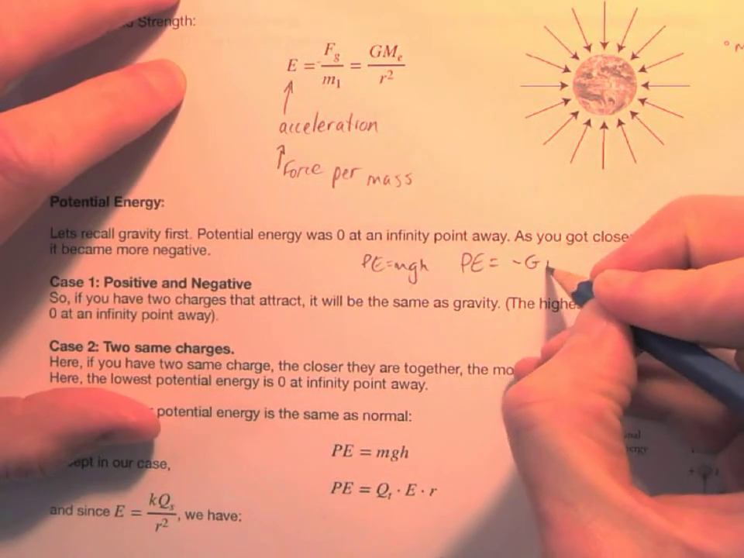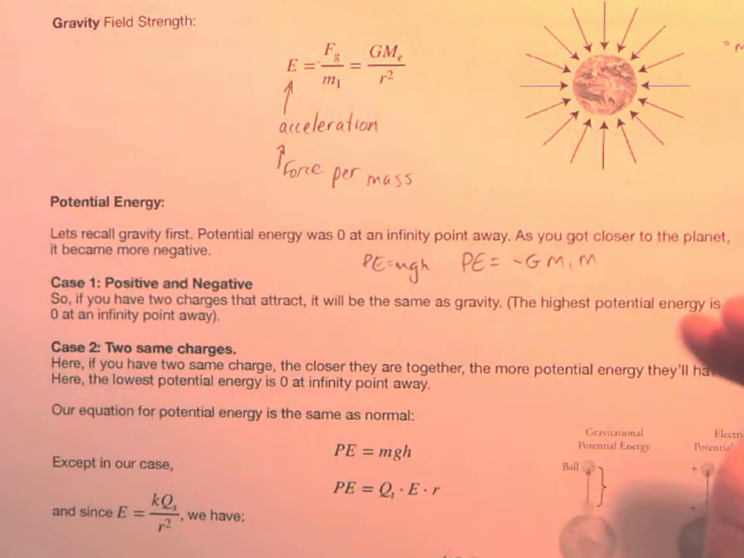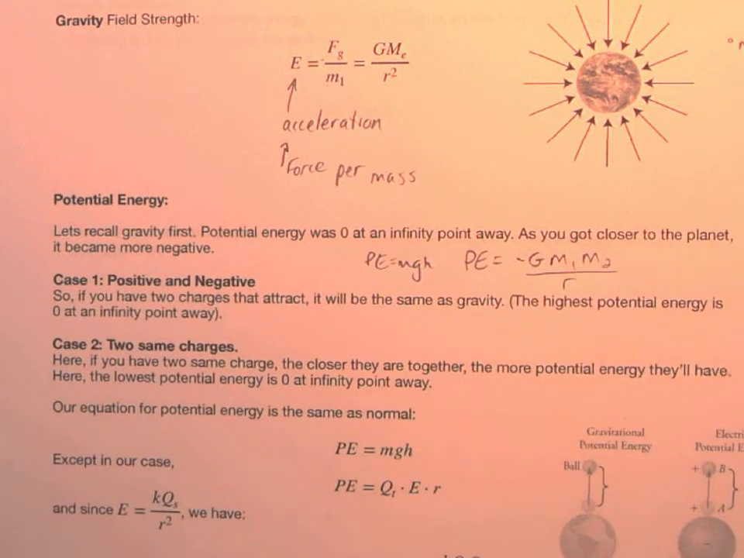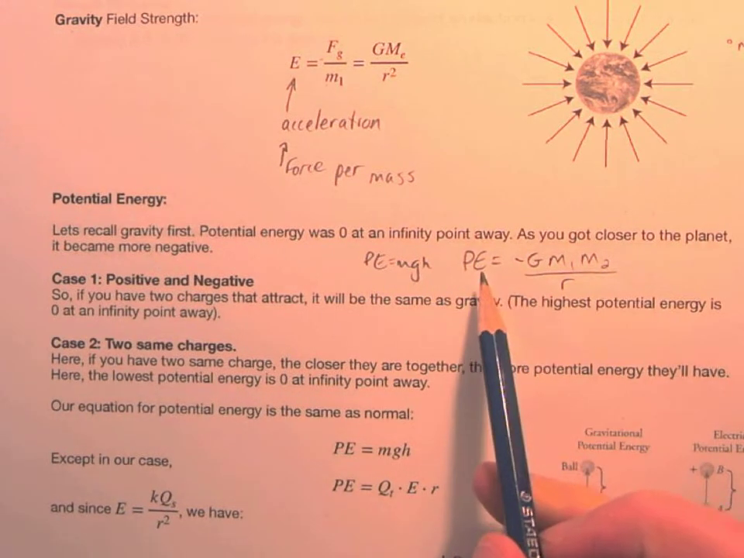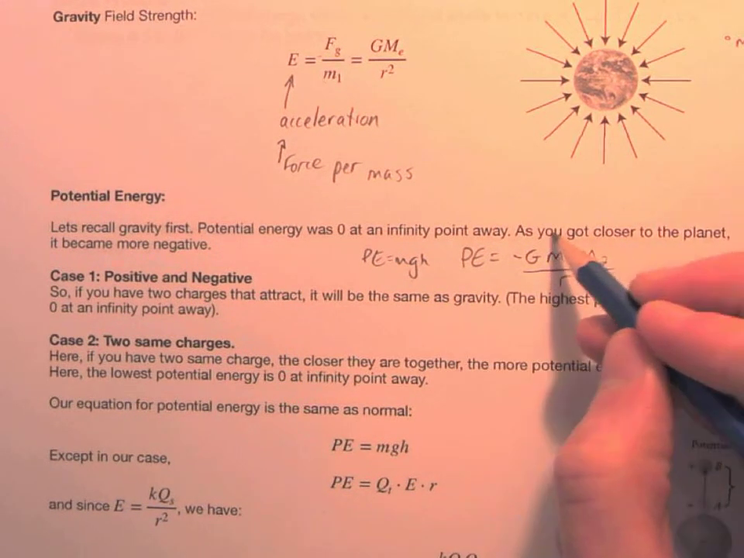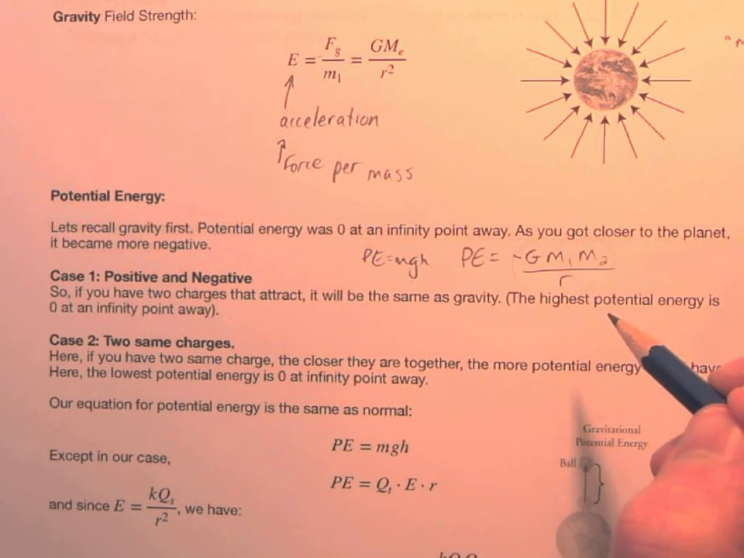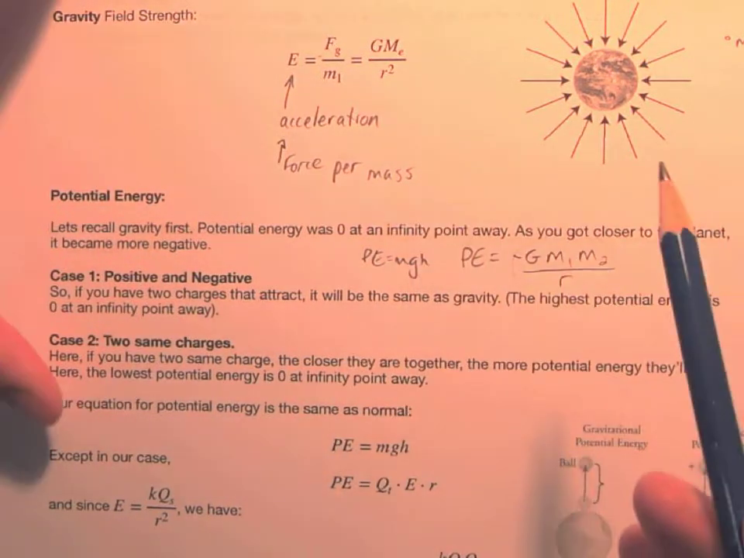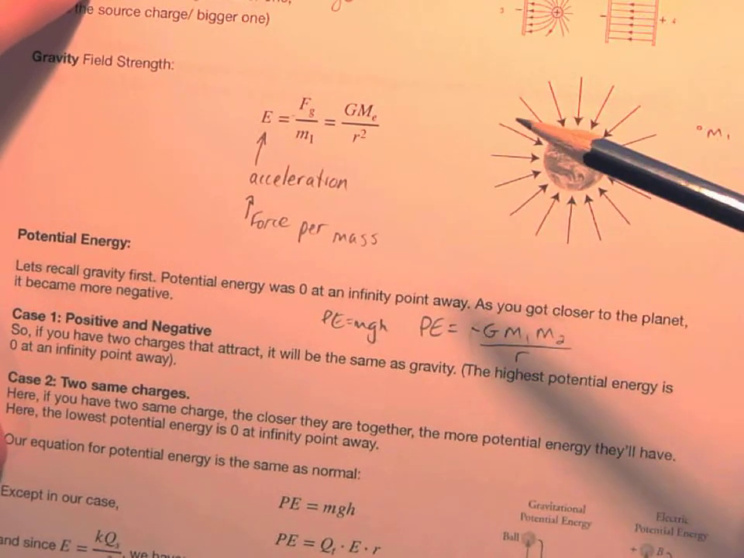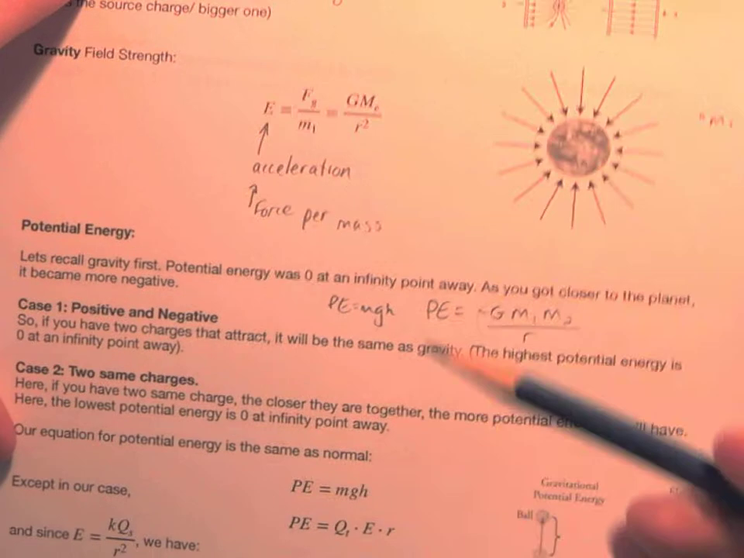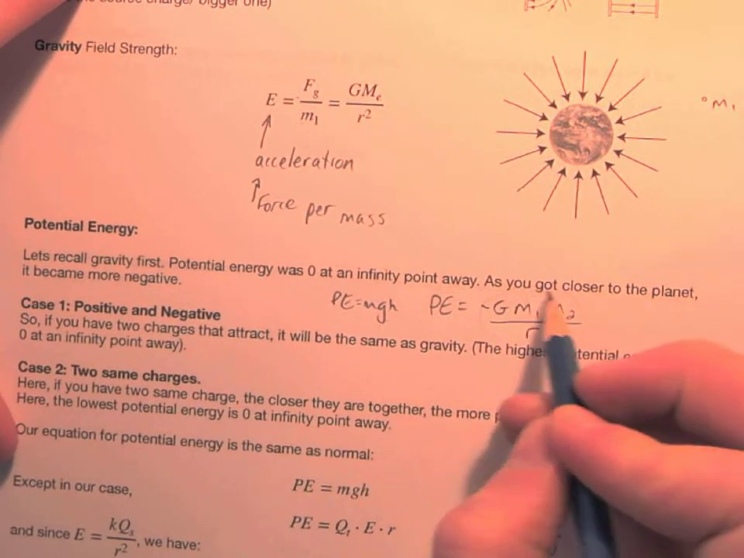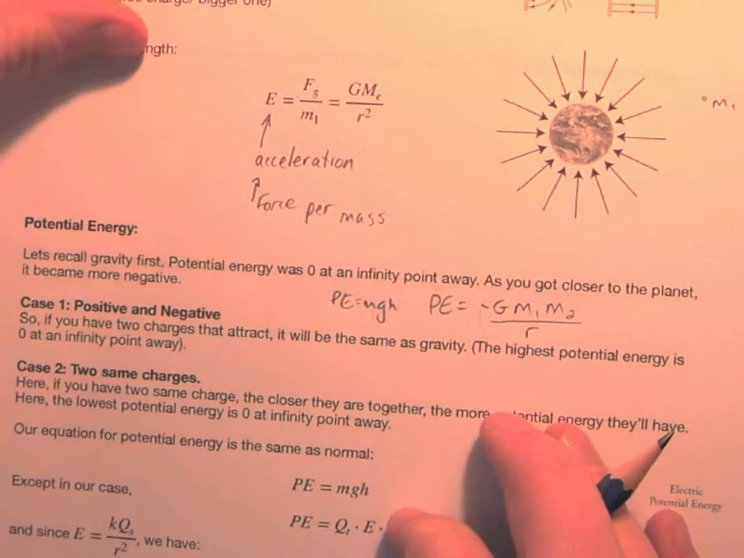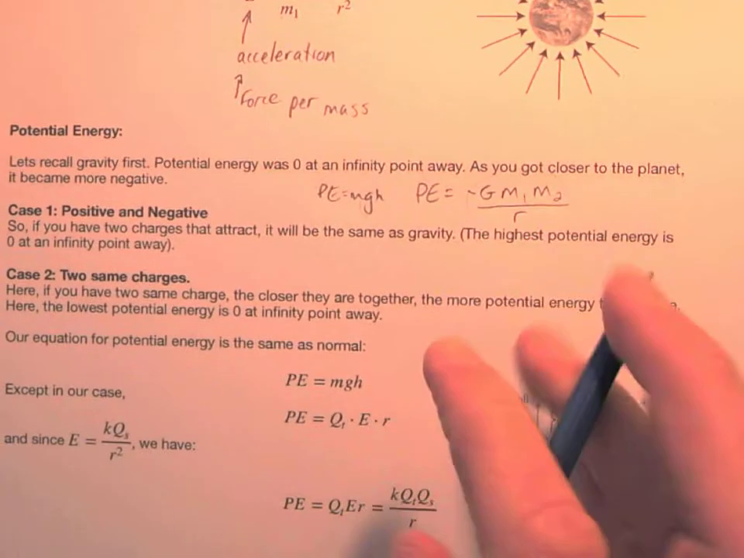But it was negative G M1 M2 over R, which was our potential energy for gravity, kind of the more complicated one. Okay, that's when you substitute Newton's universal law of gravitation for Fg, then you'll end up getting this. But besides that, that's what we've done so far.